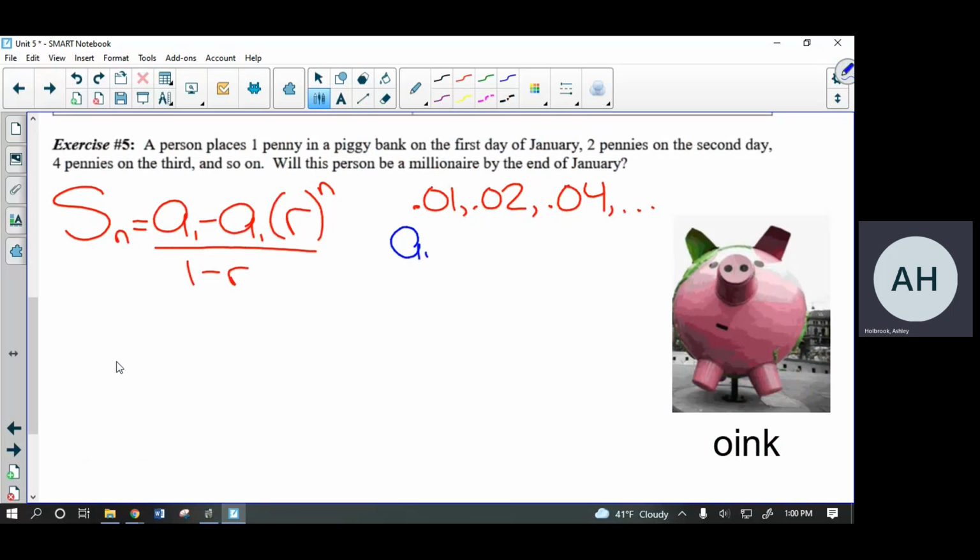I know my first term is 1 penny, so it's 0.01. R is what I multiply by to get from one term to the next, so what would R be? 2. I'm multiplying by 2. 1 penny, 2 pennies, 4 pennies, and so on. N is the number of terms I have. On the first day of January, he puts in his first little deposit into his piggy bank. It wants to know how much is in there at the end of January, and there are 31 days in January. So that means that N is 31.